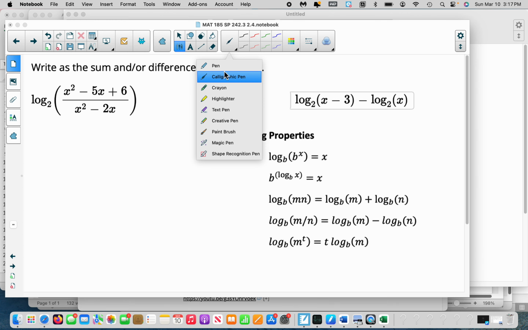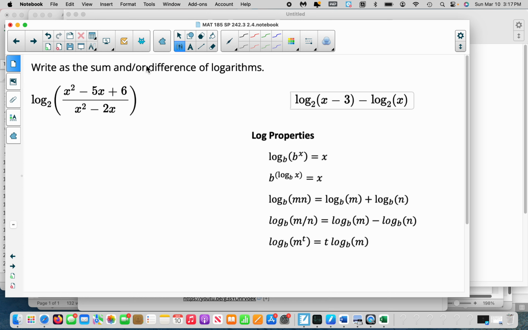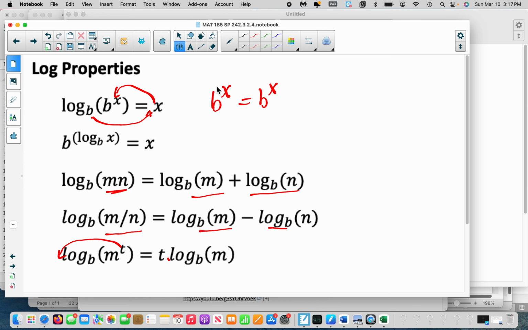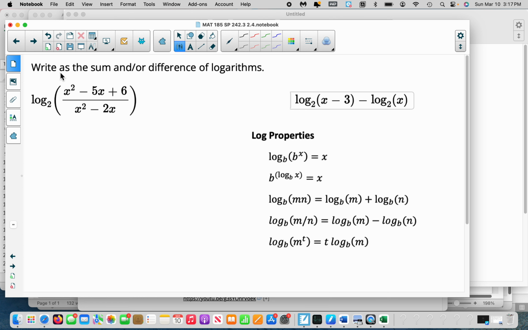Okay, I'm just going to do a quick video lesson on log properties. So we went through the properties in class last week. Now we're going to apply them. So here it says write as a sum and or a difference of logarithms.